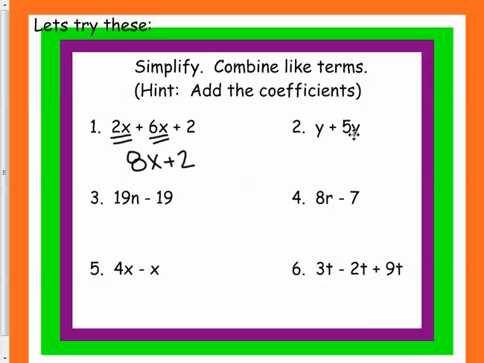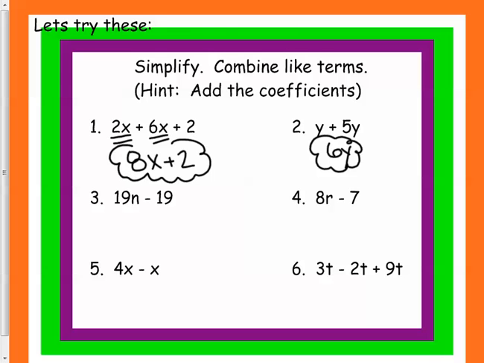Okay, this y and this 5y have the same variable. So he's positive and he's positive, so I add them together. Y plus 5y makes 6y. I have 1y over here, I have 5 over here. Together I have 6 y's.